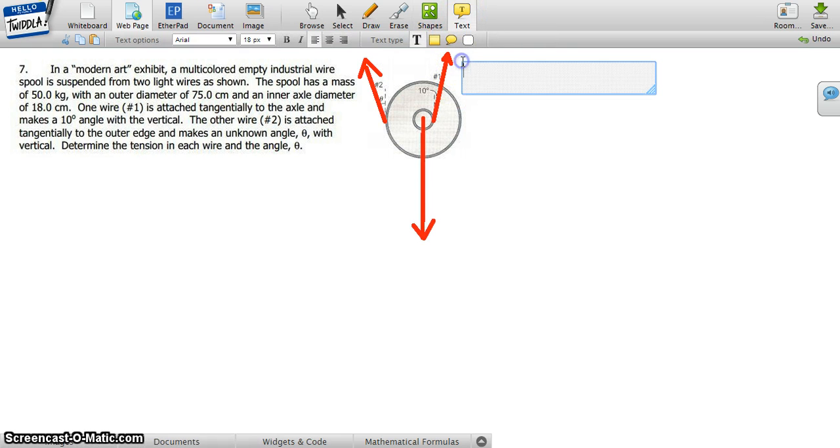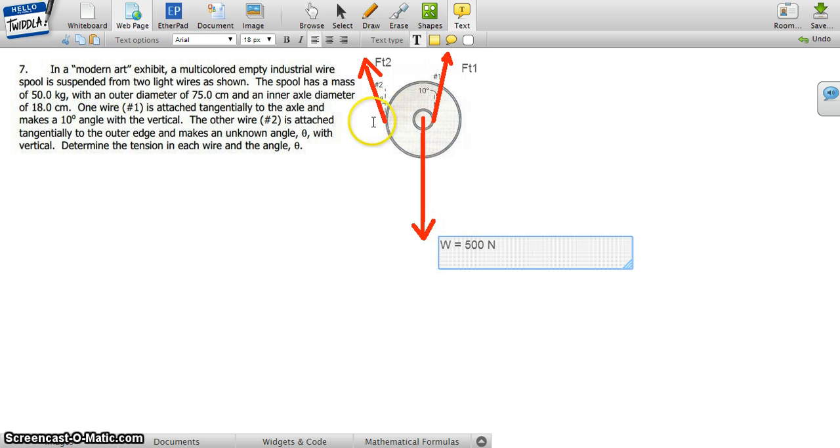Let me label these. This is force of tension 1. I'll call this one here force of tension 2. And I'll call this one the weight. The only one of these that I know is the weight, which is 500 newtons.